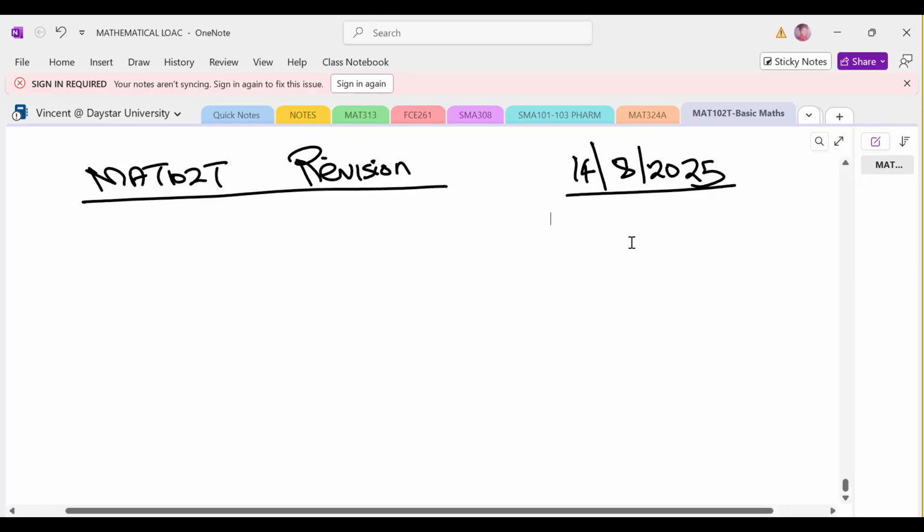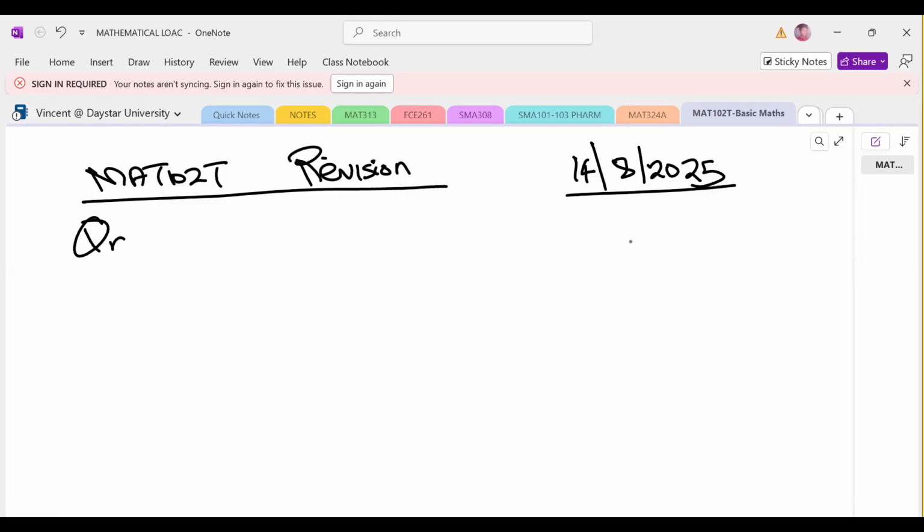Sawa, sawa. So we had devised some questions in this handout. Logic revision. So the question that we want us to deal with is from question number 6. Tulikuwa tumefanya 1 to 5. Question 6 on the logic. Just check your inbox.